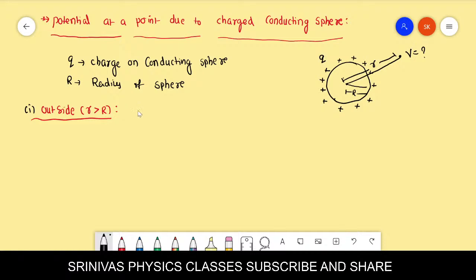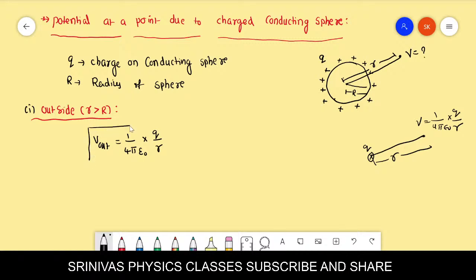You can remember the potential formula. For example, if the whole charge resides at a single point, then at a distance r from it, what is the formula for the potential? Do you know? Right, the potential formula due to a point charge is 1 by 4 pi epsilon naught into q by r. That formula we will use. Outside, the potential formula is 1 by 4 pi epsilon naught into q by small r. What is small r? Small r is the distance of the point where you want to find out the potential.